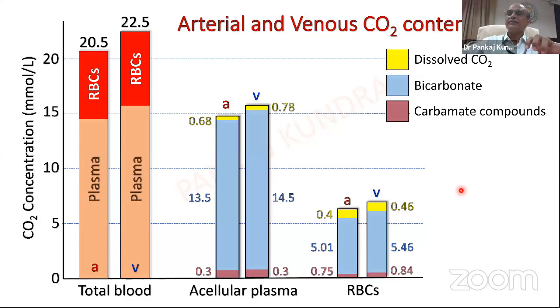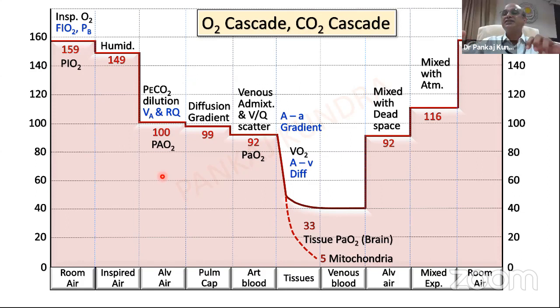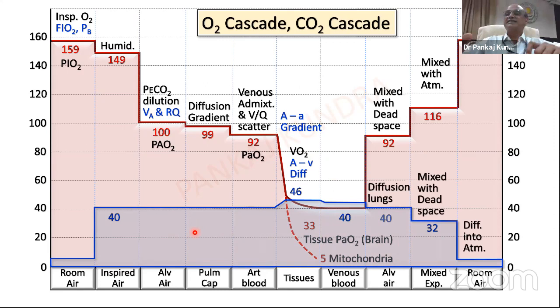So let's come to the end now. This was the oxygen dissociation curve which we saw. Let's superimpose the carbon dioxide cascade here. So we start with 40 millimeters here. It goes up to 46, and then diffusion into the lungs. It is carried to the lungs. It diffuses across, mixes with the dead space. This is the ETCO2 you get. This is the PaCO2 you get. And then it goes into the atmosphere.